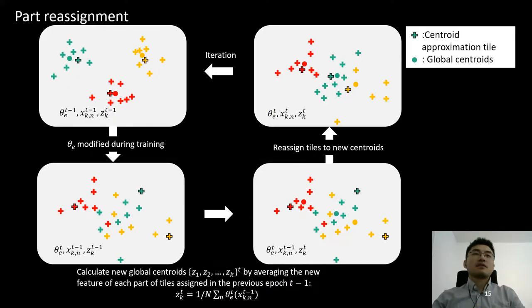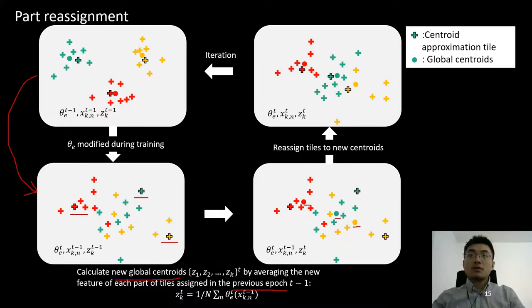After the tile encoder theta e being optimized during training, the feature space will also change. Therefore, the tiles we selected in previous epoch for training might no longer be good approximation for centroids. Therefore, we have to calculate the new global centroids by averaging the new feature of each part of the tiles assigned in previous epoch to get the new global centroids.